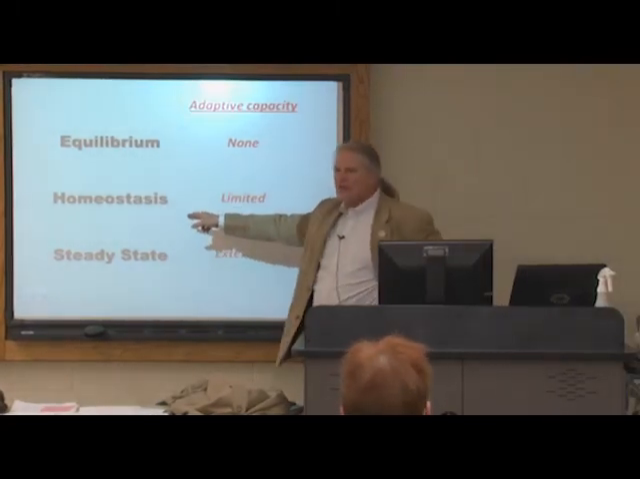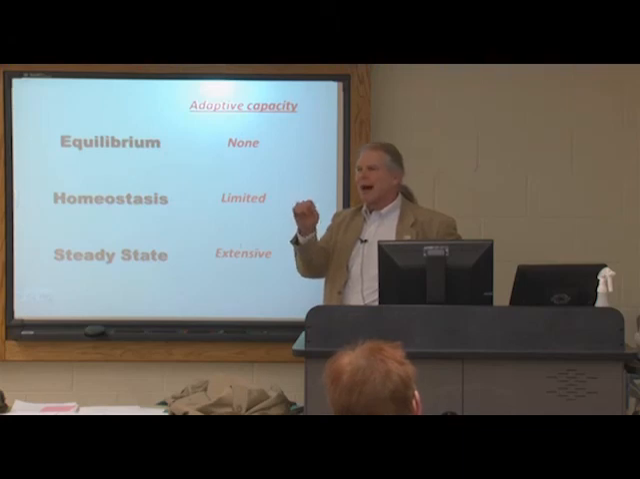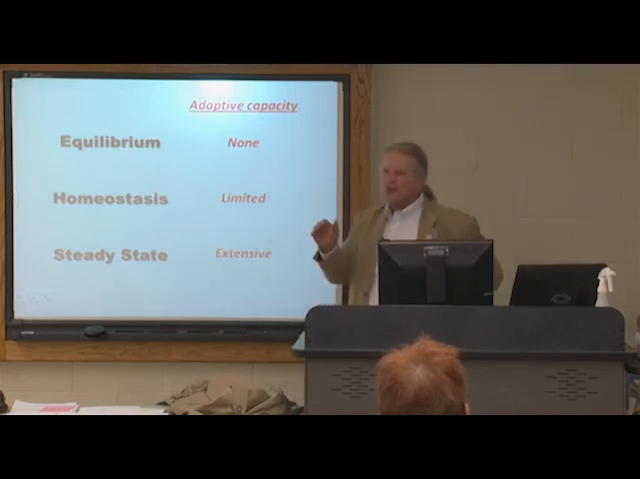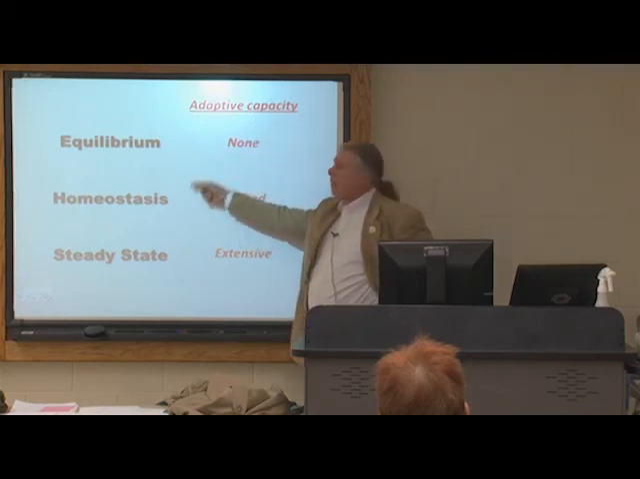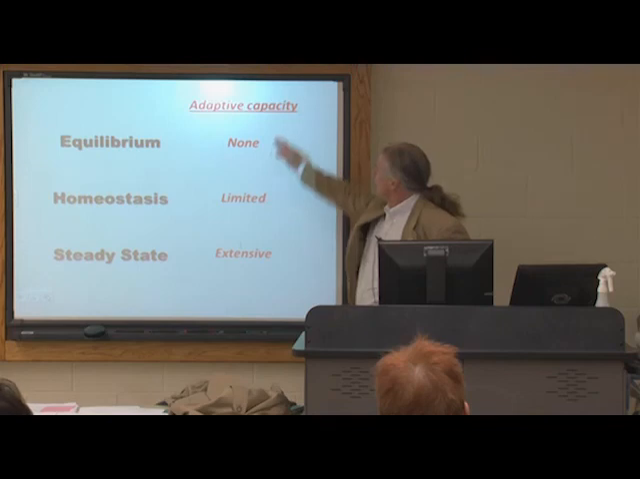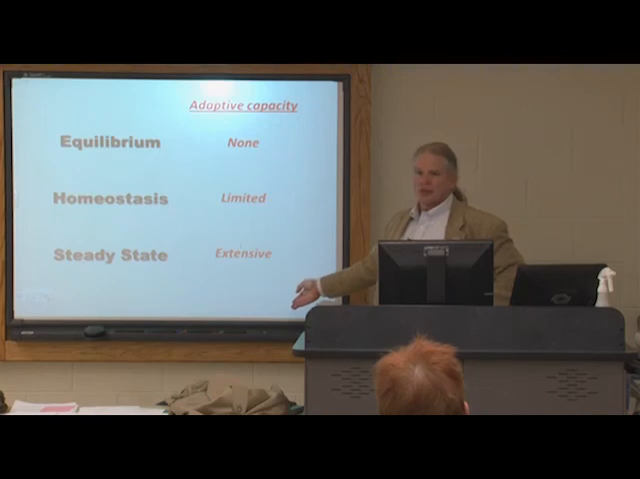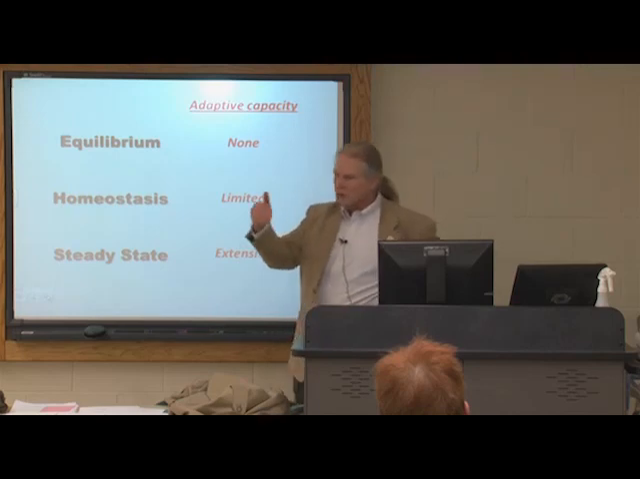With regard to homeostasis, homeostasis is generally a very appropriate balance concept to use when we're talking about biological systems, particularly systems where there's some limited, generally programmed capacity to establish balance with some level of change. But with steady state, the adaptive capacity is assumed to be extensive on the part of the complex adaptive system. Very, very difficult to predict beforehand where those balance points might reside.